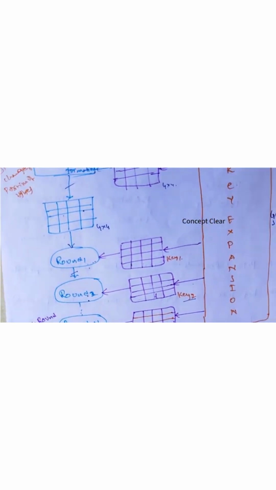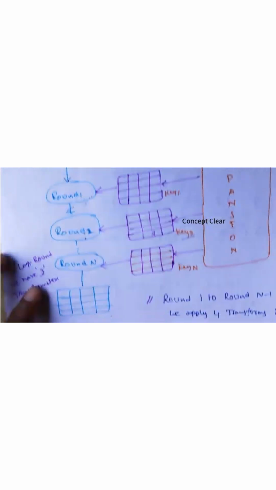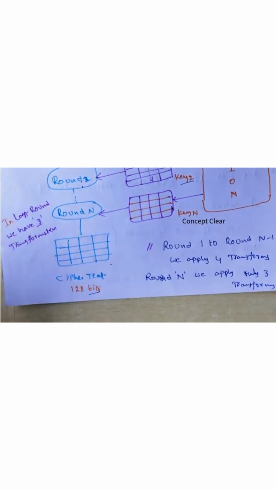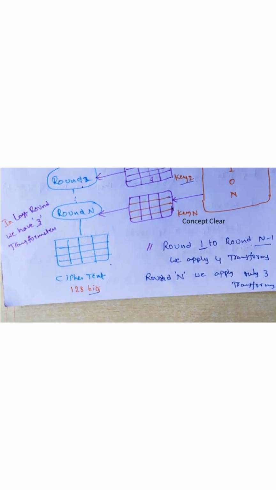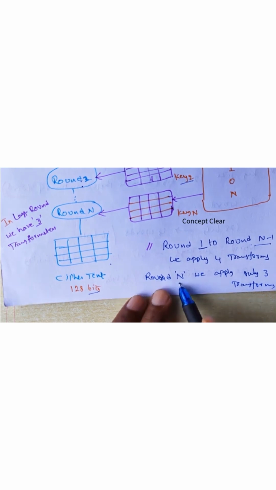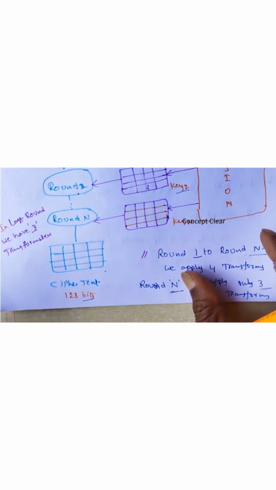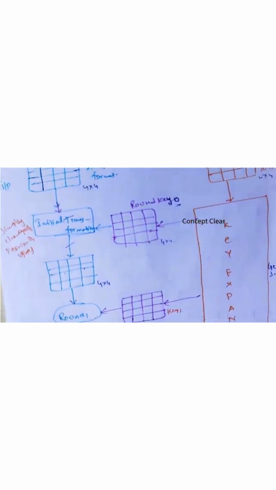The important point here is that from round 1 up to round n minus 1, we will perform 4 transformations in each round. Up to n minus 1 means up to the round before the last. And what about round n? In the last round, we will perform only 3 transformations. What operations happen in the rounds, we will see in this video only.